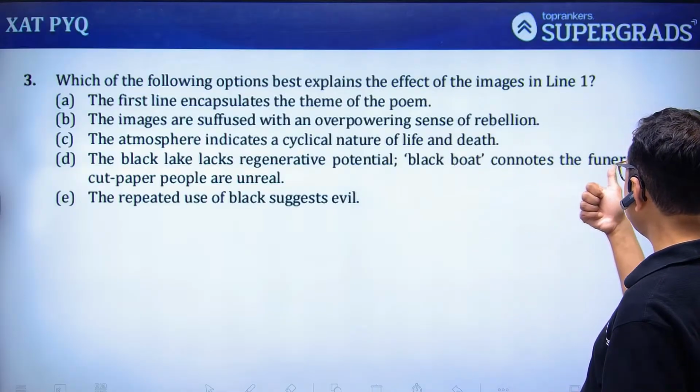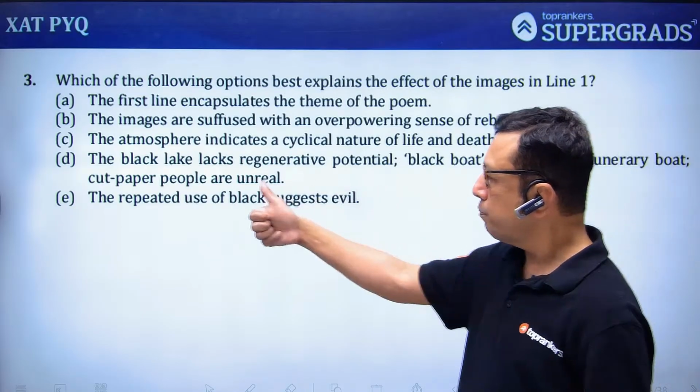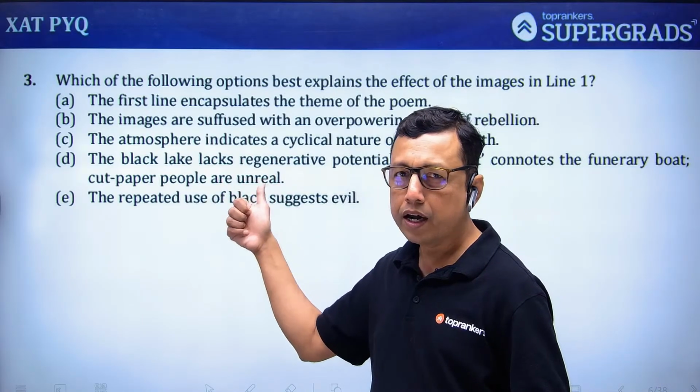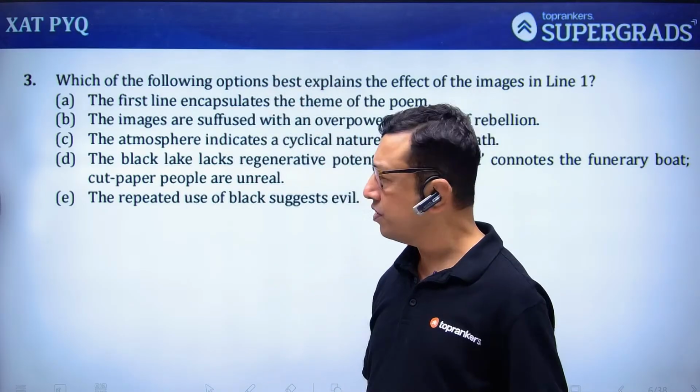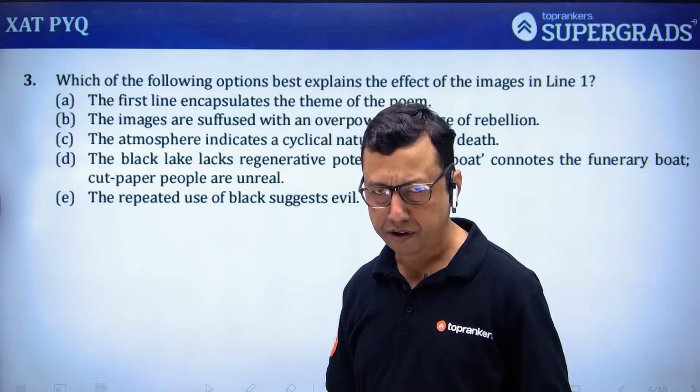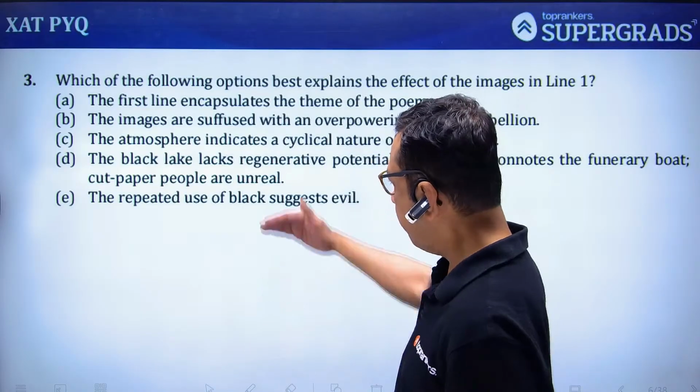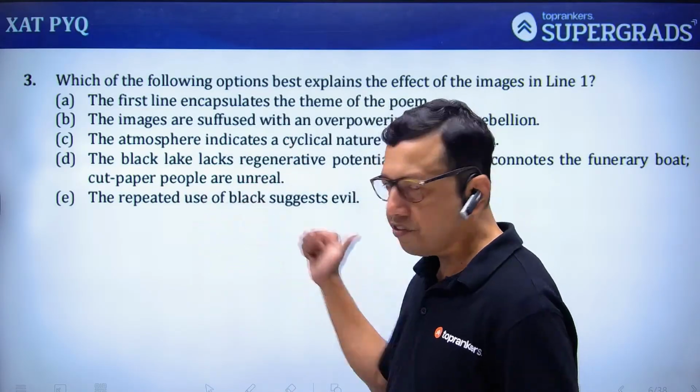Black boat connotes the funerary boat. Cut people are unreal. Okay, upon having eliminated these three options, can we select the fourth option? Okay, let us keep it aside for some time. Let us discuss option E.